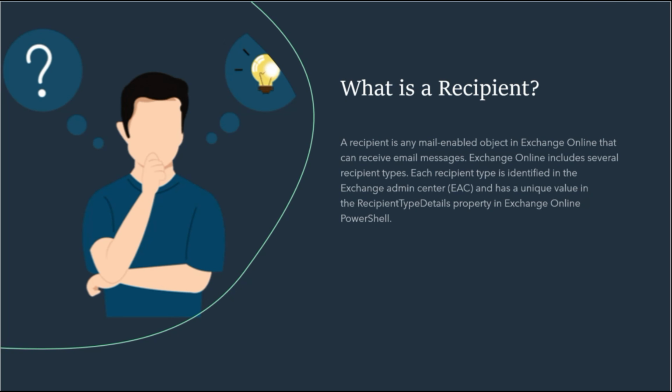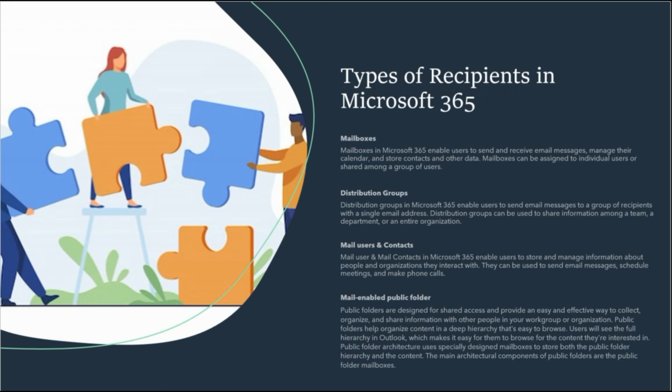A recipient is any mail-enabled object in Exchange Online that can receive email messages. So in Exchange Online, we have a variety of recipient types, and each recipient type is identified in the Exchange Admin Center and has a unique value in the RecipientTypeDetails property in Exchange Online PowerShell. So let's take a look through the different types of recipients that are in Microsoft 365.